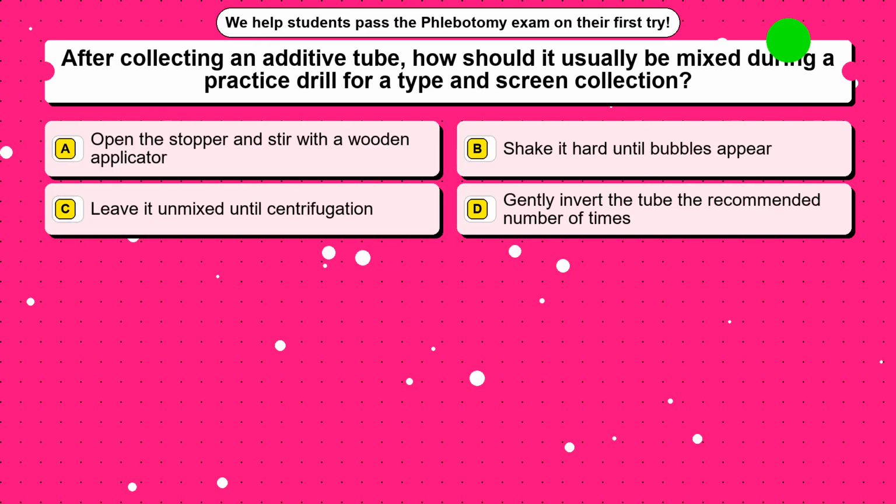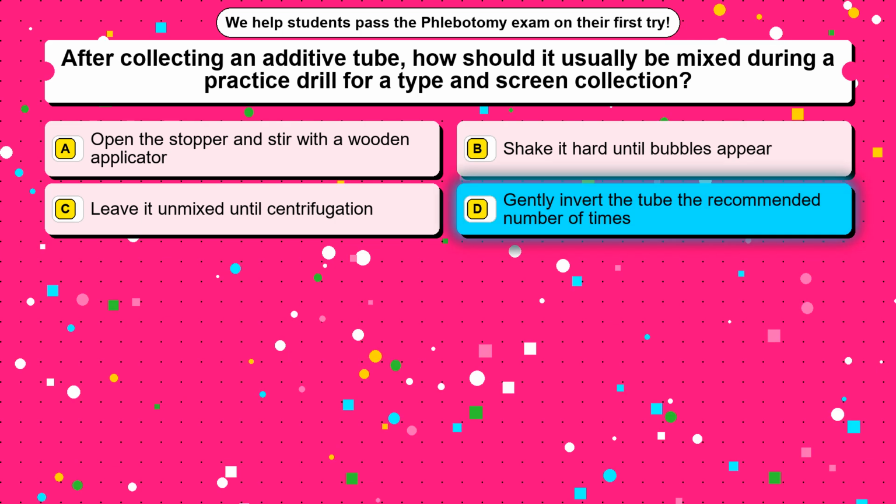Question 26. After collecting an additive tube, how should it usually be mixed during a practice drill for a type and screen collection? Option A, open the stopper and stir with a wooden applicator. Option B, shake it hard until bubbles appear. Option C, leave it unmixed until centrifugation. Option D, gently invert the tube the recommended number of times.